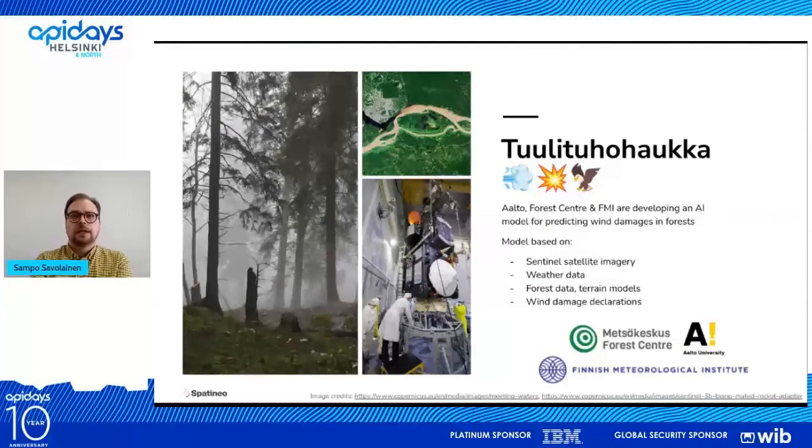I'm talking about a case called tuulituhohaukka. For the English speakers, there's emojis. Tuulituhohaukka basically means wind damage eagle, or hawk actually, but the eagle emoji is what's available. There's no hawk emoji. This was a project done with Aalto Forest Center of Finland and Finnish Meteorological Institute, where they're building an AI model to predict wind damages. They're using satellite imagery, weather data, forest data, different terrain models, etc., to figure out where in Finland wind damages are happening.